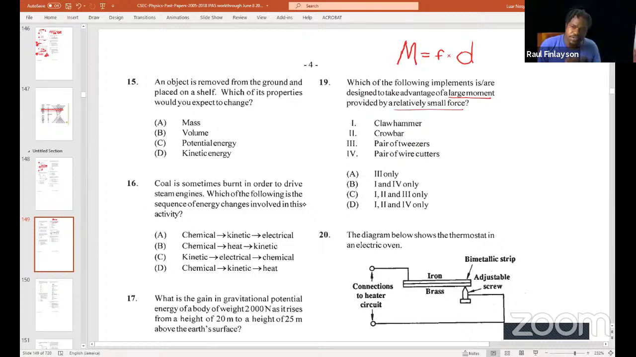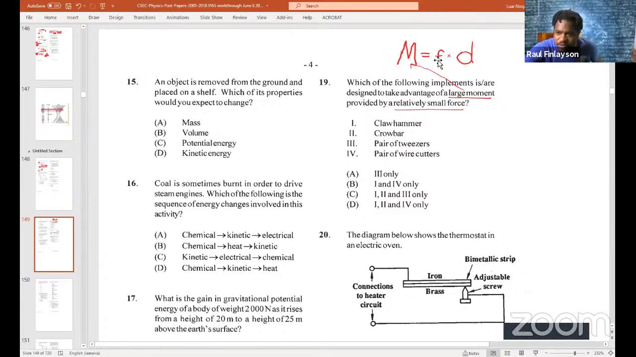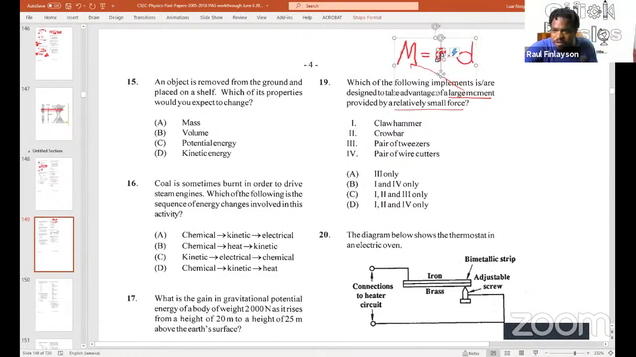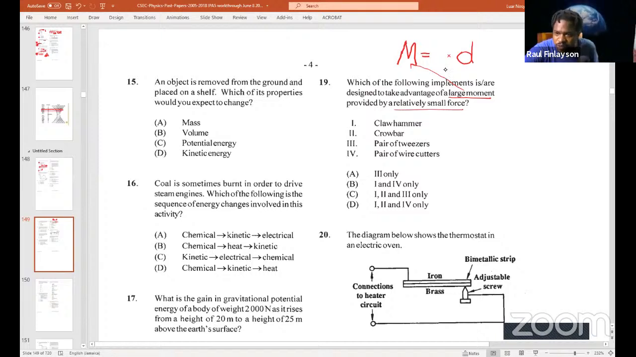All right, so here's the catch now, guys. What I did here, I purposely wrote it like this. The M is big because it says large moment, but they say small force. So the force here is small. I could even write this F smaller. Let's make this F a bit smaller, or probably just delete that F altogether and write it much smaller. All right, so large moment, small force.